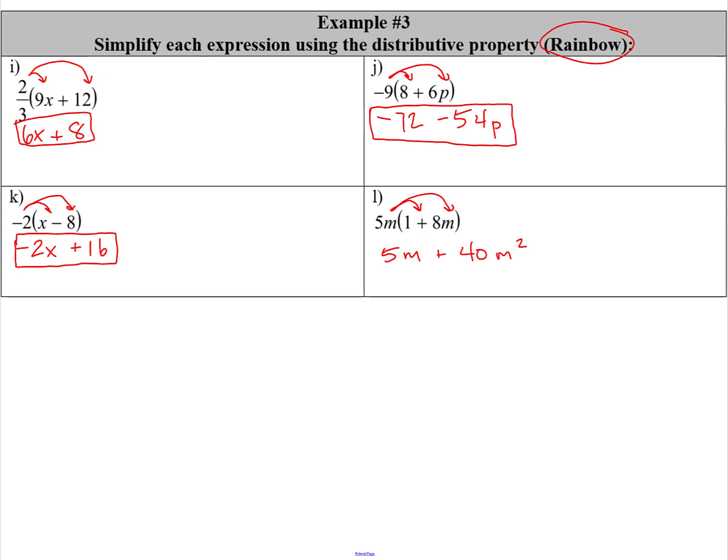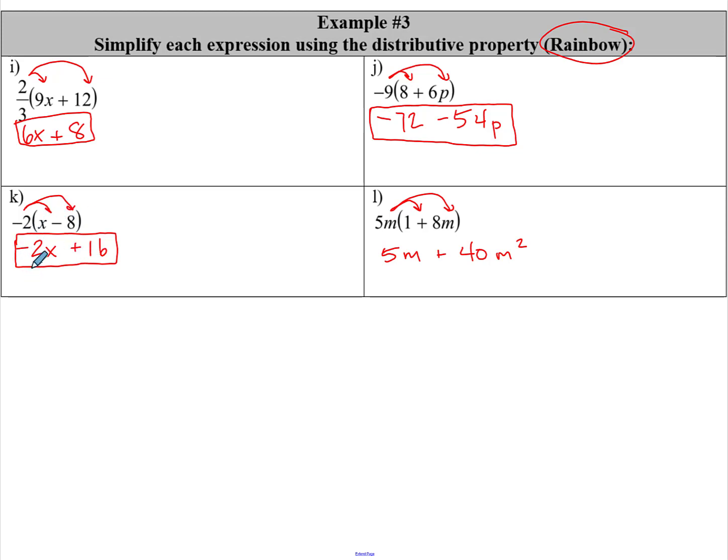Okay, welcome back. So if we go through letter J, what I did here was I multiplied the negative 9 to the 8. That gives me that negative 72. And then also a negative 9 to the 6p. Remember, when you multiply a number times a number with a variable, you are multiplying the coefficients and you are keeping that variable. So the negative 9 times the 6 gives you that negative 54, and you keep the p.